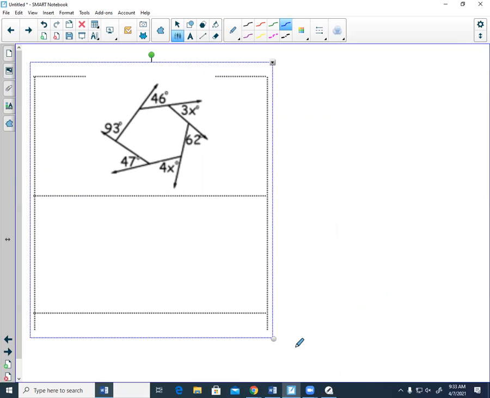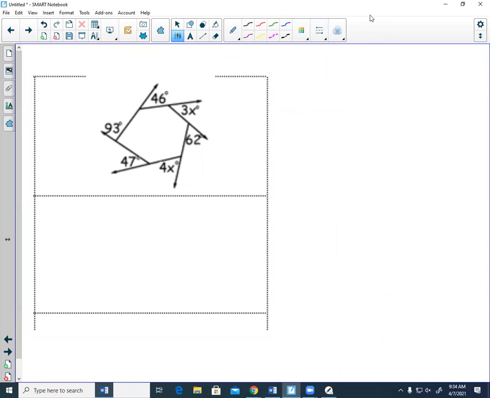That one equals 360. This one's a little bit easier because I don't have to do n minus 2 times 180. So this one's really nice to me because it tells me that it's exterior angles, and if it's exterior, it adds up to 360. So I don't have to do the n minus 2 times 180. There's no extra little step. So all we have to do is add together all of our angles. So 93 plus 46 plus 3x plus 62 plus 4x plus 47 equals 360.